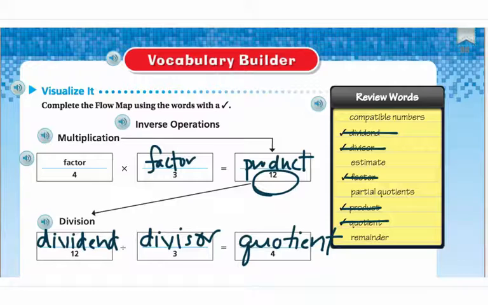So if we use this flow map, factor times factor equals product, 4 times 3 equals 12, we can use division to help us solve this problem as well. We can say 12 divided by 3 is equal to 4, our quotient. Now we're going to go on to the next part of this vocabulary builder.